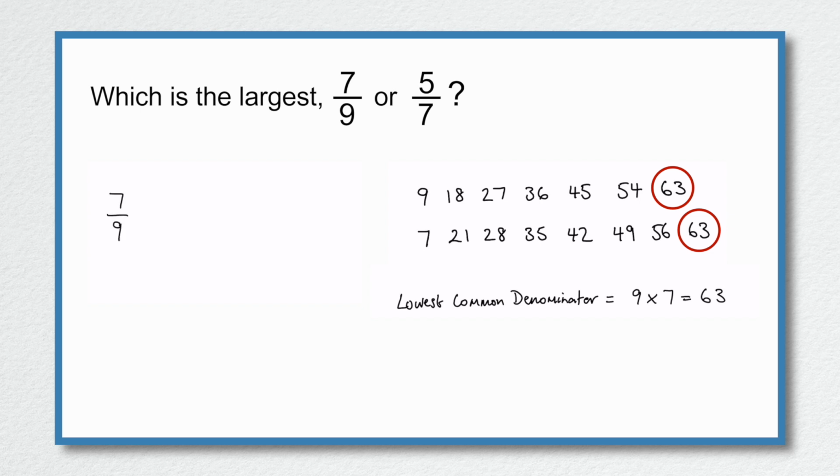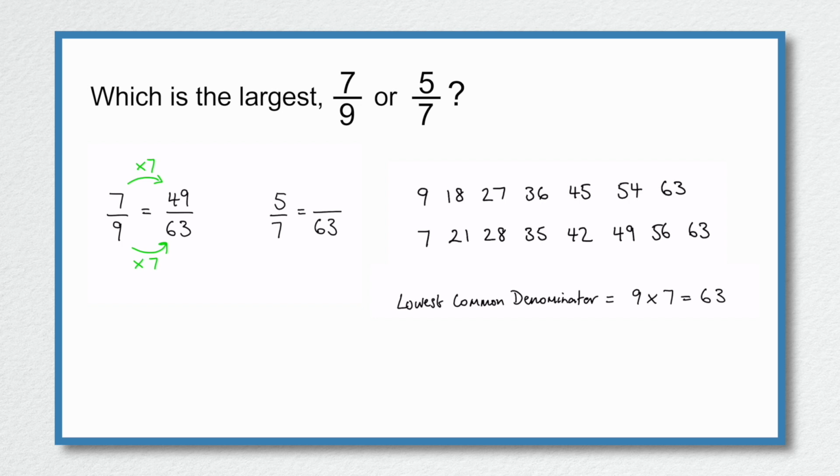So we can now find equivalent fractions for both 7/9 and 5/7 as fractions out of 63. So 7/9 is equal to something over 63. Well, remember, 9 multiplied by 7 is equal to 63. If I multiply the denominator by 7, I have to multiply the numerator by 7. Well, 7 sevens are 49. So 7/9 is equal to 49 over 63.